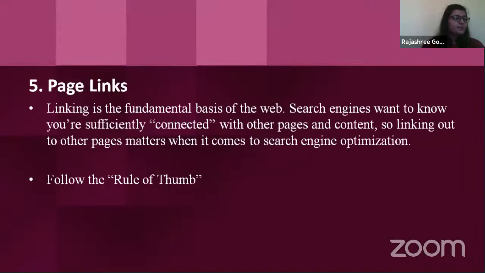Number 5 is page links. Linking is the fundamental basis of the web, and in search engines also the pages are connected, so linking out to other pages matters. Here you should follow a rule of thumb, which has 4 points. First, link to relevant content fairly early in the body of the copy. Second, link to relevant pages approximately every 120 words of content.